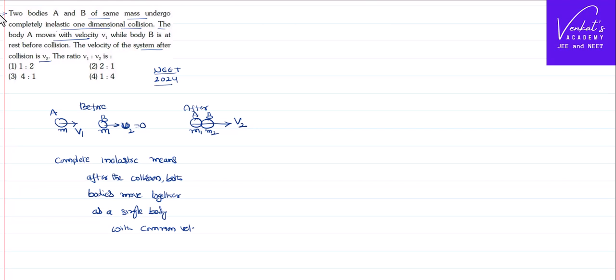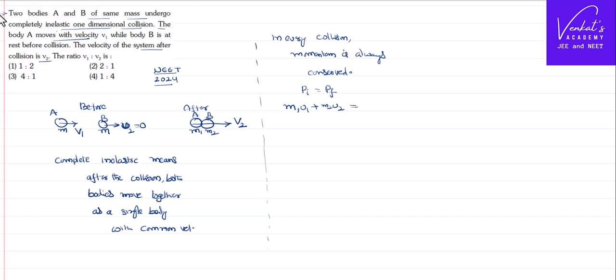See, the first thing that we need to understand is whatever may be the kind of collision, whether it is elastic or inelastic, in every collision, momentum is definitely conserved. Momentum is always conserved, there is no doubt about it. There is no second thought. That means P initial equals P final. What is P initial? m1 u1 plus m2 u2. Momentum before the collision is m1 v1 plus m2 v2.